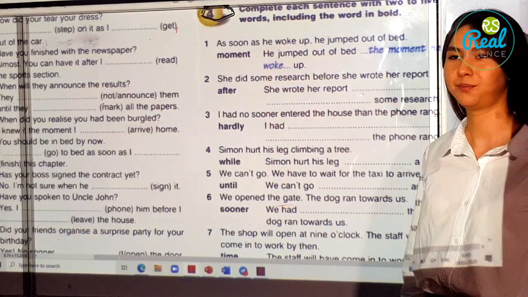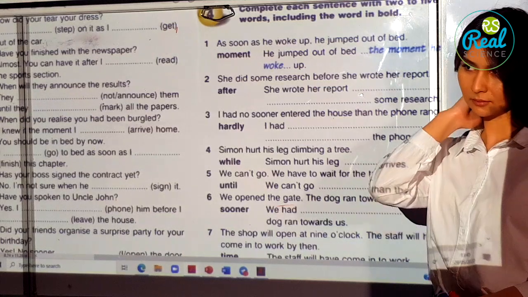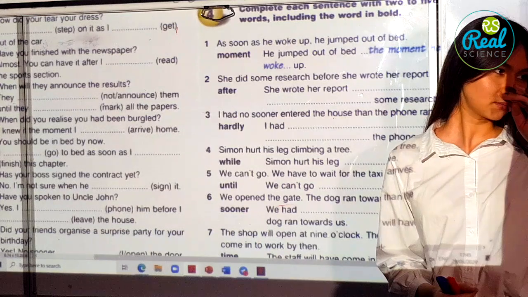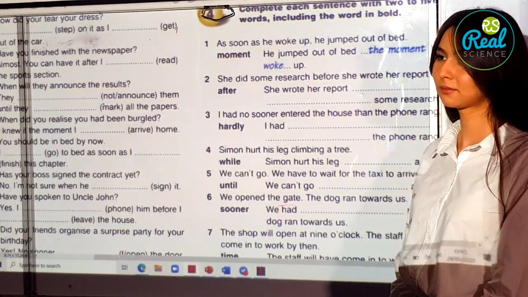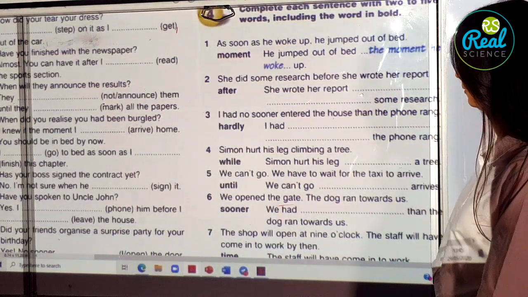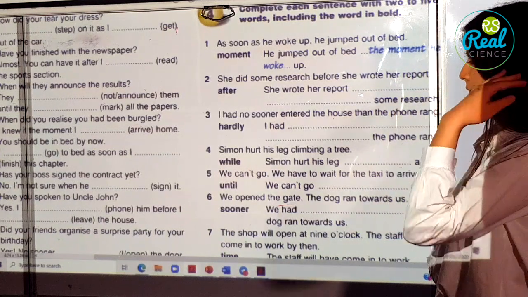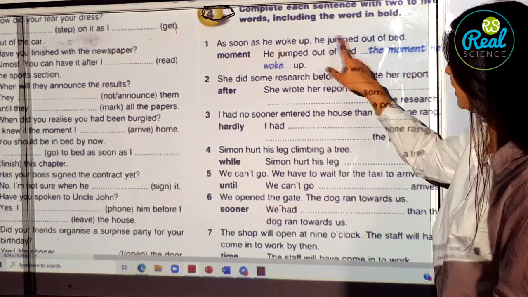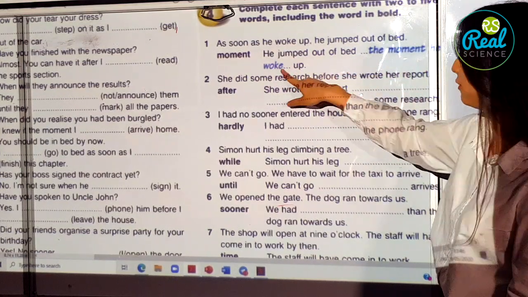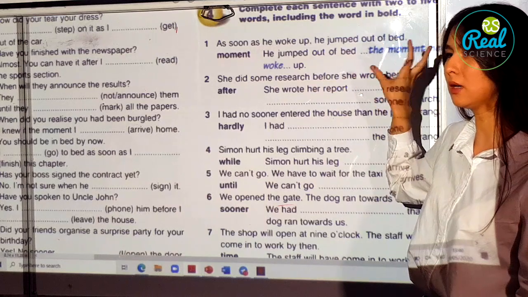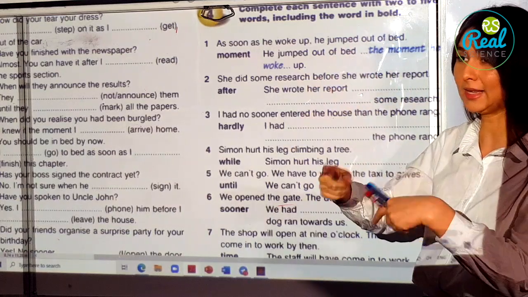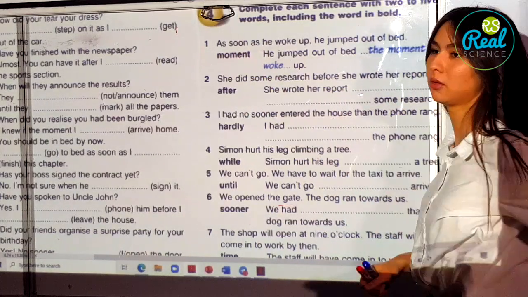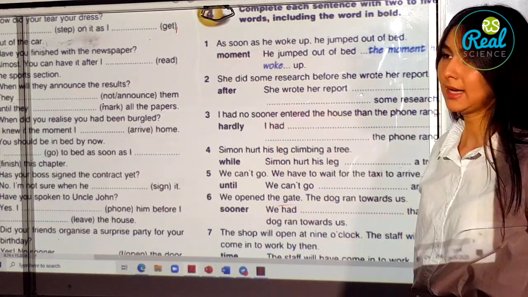The first one, who wants to read? Nafisa? He jumped out of bed the moment he woke up. Okay, nice. So as soon as he woke up, he jumped out of bed. Do you see, the tense did not change. We just changed the order of the words and added this word in bold. Now let's move to the second part.